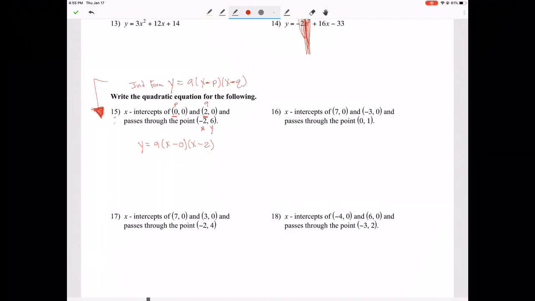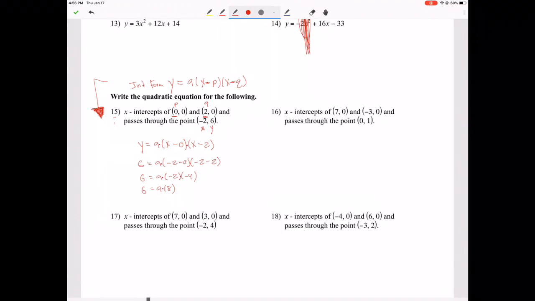All right, so now we plugged in our p and q, and they also give us a point, x and y, so we want to plug that in. 6 equals a times negative 2 minus 0, and negative 2 minus 2. 6 equals a would simplify. That gives us negative 2 times a negative 4. Simplify some more. That gives us a positive 8. And remember that all of these are being multiplied together. I don't draw those, it's just implied.